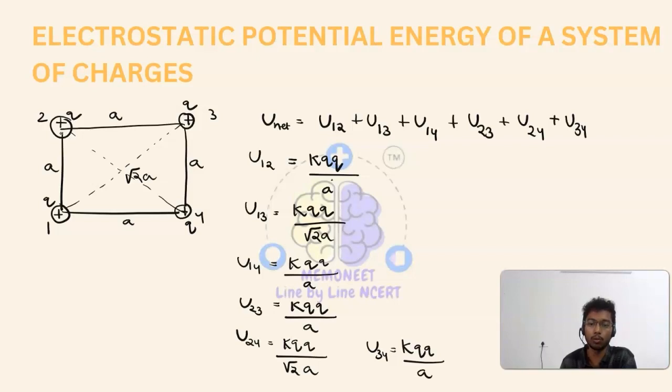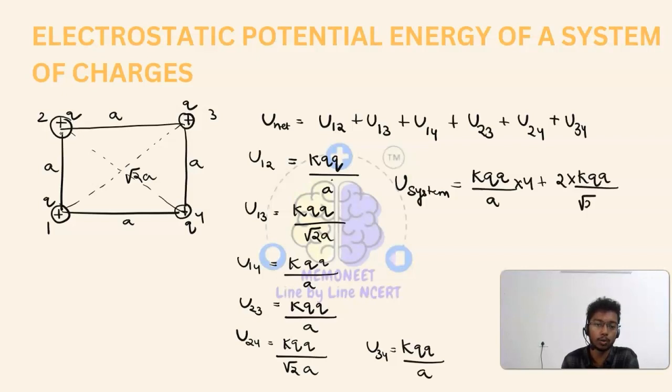So the sum of all of these will be the potential energy of the system. So the potential energy of the system will be 4 k q squared upon a plus 2 into k q squared upon under root 2a. So this is the final answer for this question.